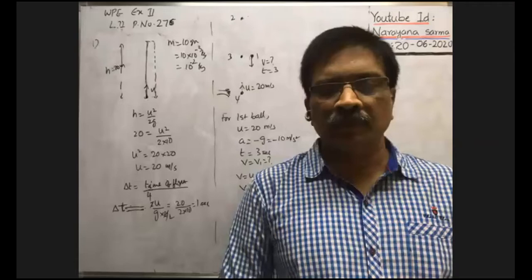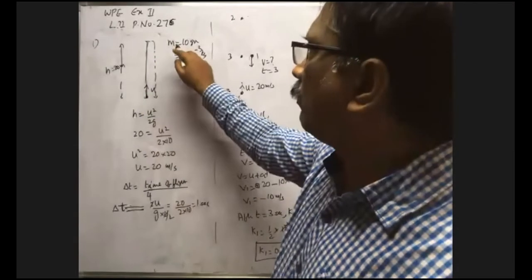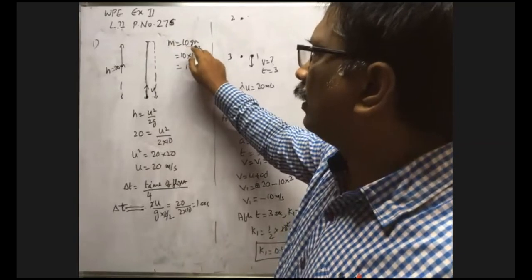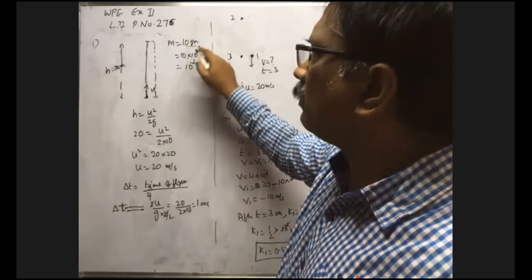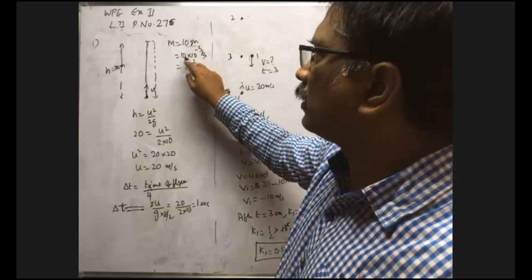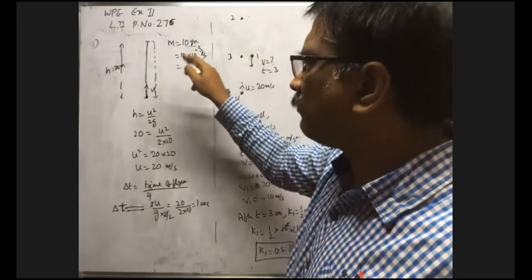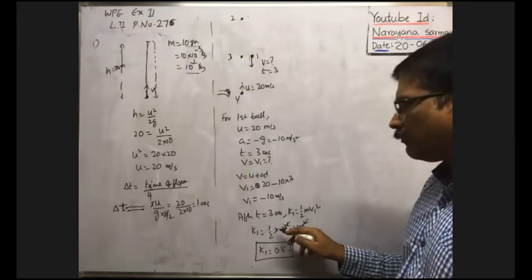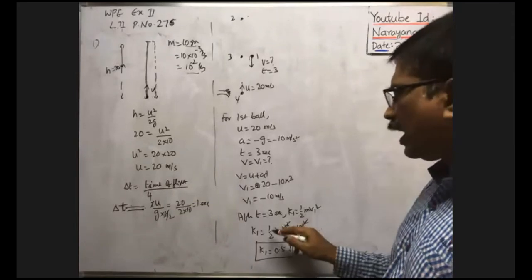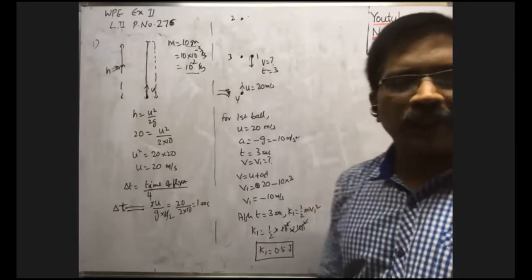How did you get 10 to the power of minus 2? Here you see, the mass of the body is 10 gram, no? 1 gram is equal to how many kilogram? 10 to the power of minus 3 kilogram. So 10 into 10 to the power of minus 3 means 10 to the power of minus 2. It is the mass of each ball. To find the kinetic energy, we have to substitute the mass, half m v square. So half into 10 to the power of minus 2 into velocity square, 10 square. So we got 0.5.